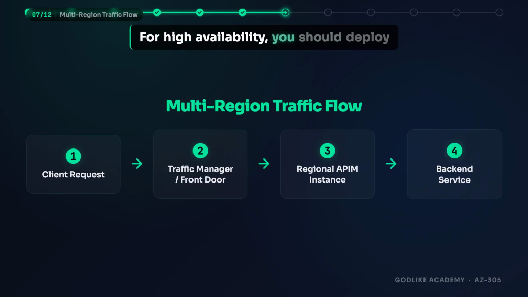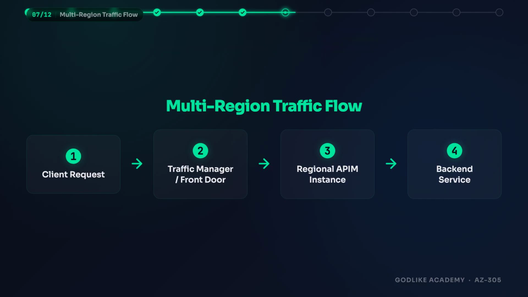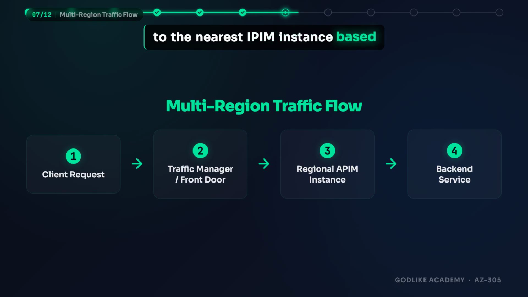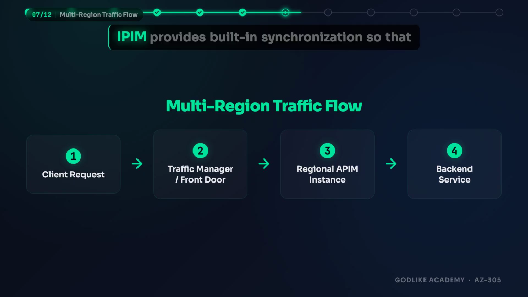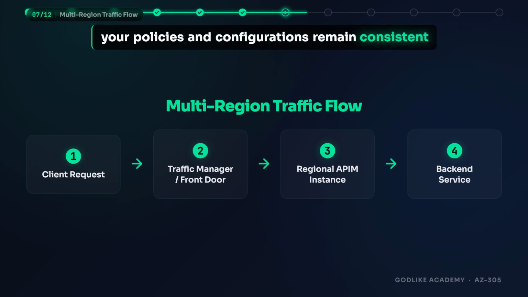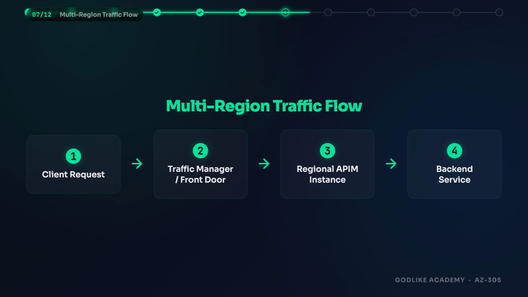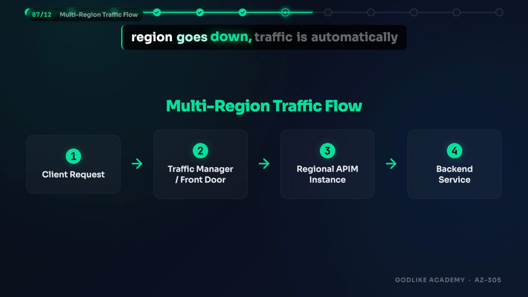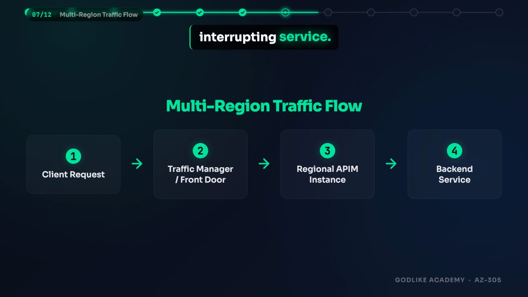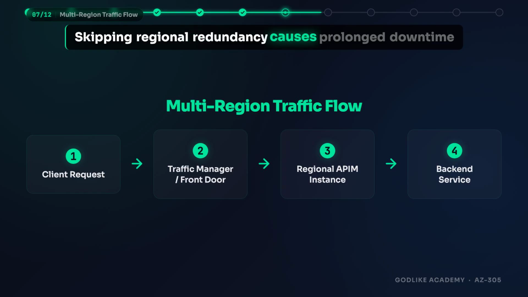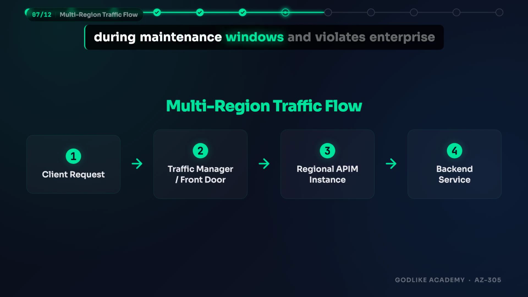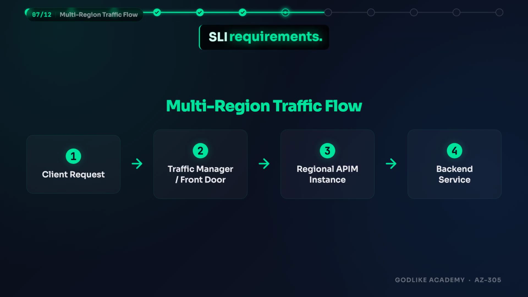For high availability, you should deploy IPIM across multiple regions using the premium tier. Use Azure Traffic Manager or Azure Front Door to route client traffic to the nearest IPIM instance based on latency or health probes. IPIM provides built-in synchronization so that your policies and configurations remain consistent across all regions via the sync endpoint. This setup ensures that if one region goes down, traffic is automatically redirected to another healthy instance without interrupting service. Skipping regional redundancy causes prolonged downtime during maintenance windows and violates enterprise SLI requirements.